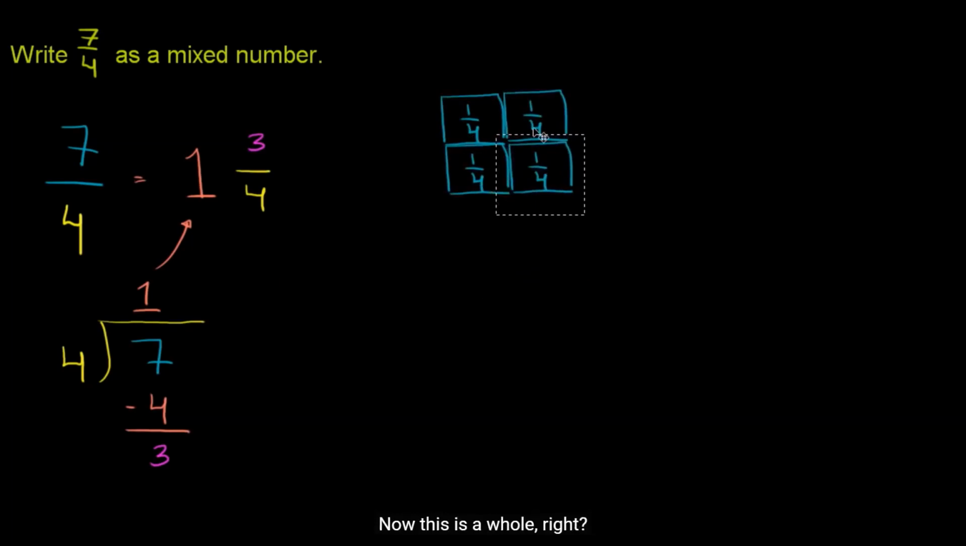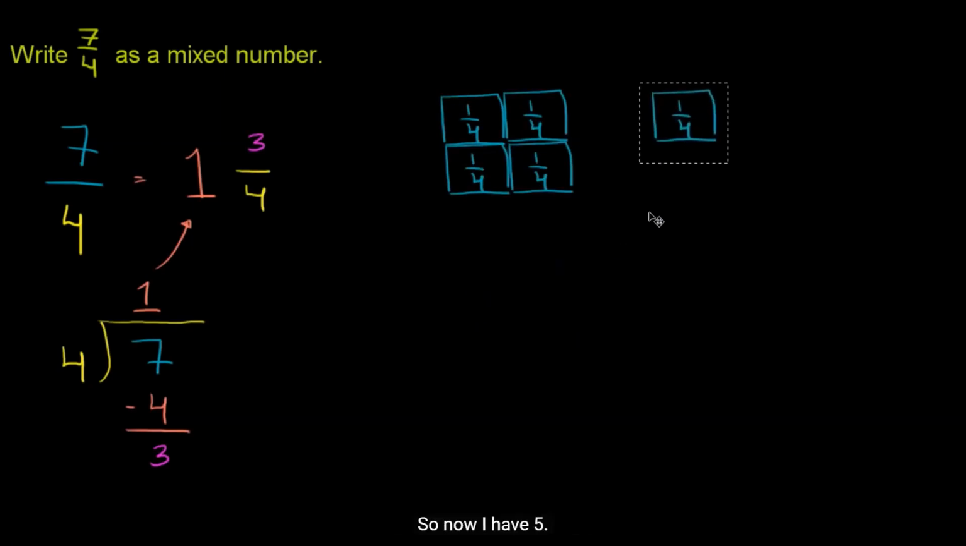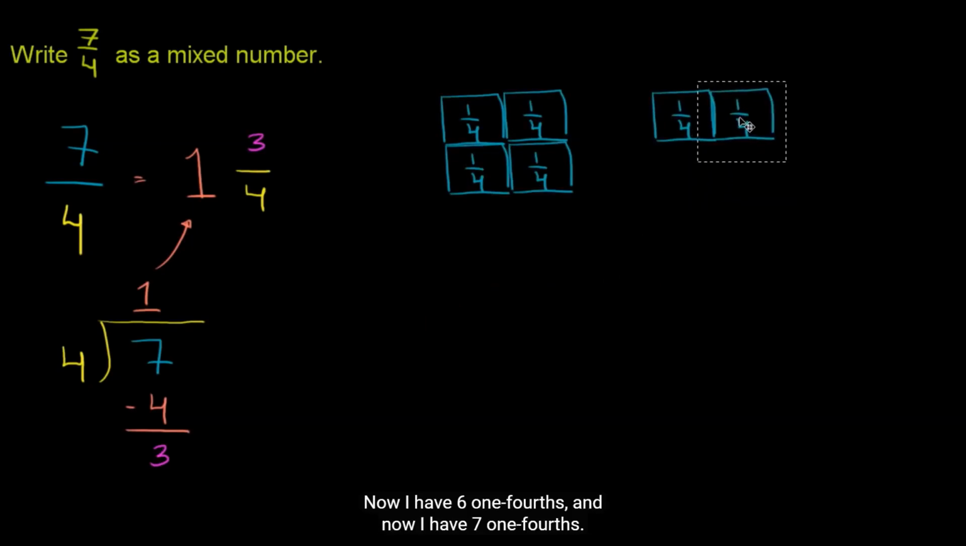Now this is a whole, right? I have 4 1/4. This is a whole. So let me start on another whole. So now I have 5 1/4. Now I have 6 1/4. And now I have 7 1/4.